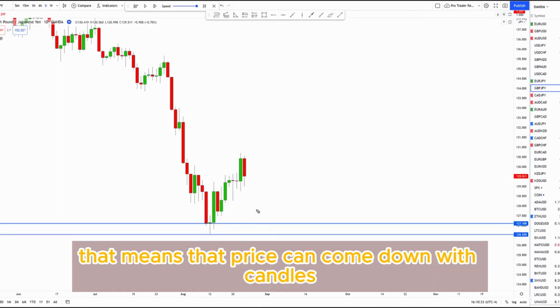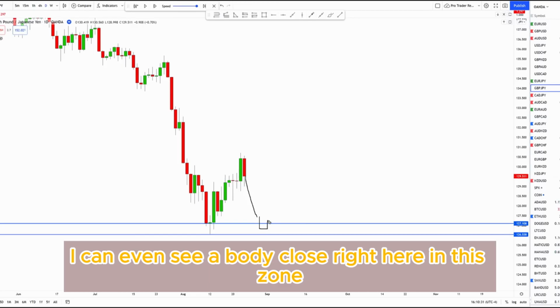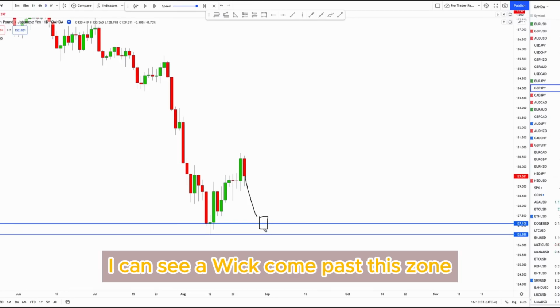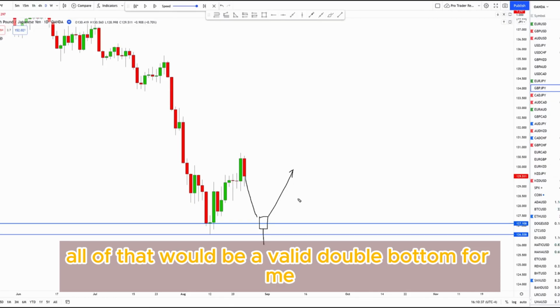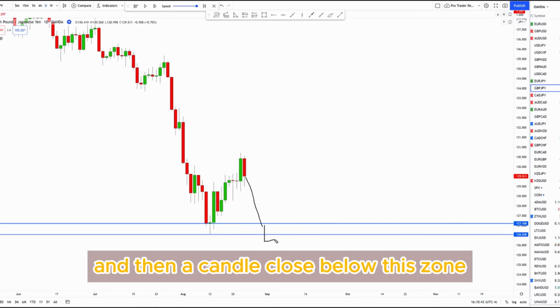What does that mean? That means that price can come down with candles and I can see a wick come into this zone. I can even see a body close right here in this zone. I can see a wick come past this zone. All of that would be a valid double bottom for me, but what I cannot see is price come down and then a candle close below this zone.